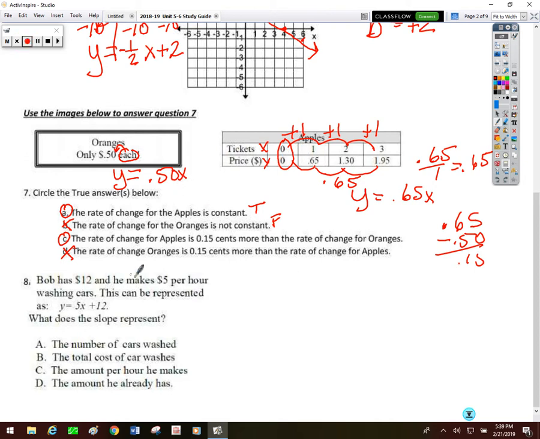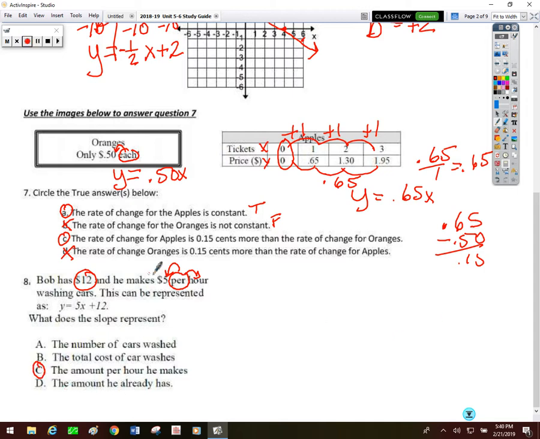Bob has $12 and he makes $5 per hour. There's my magic word. Okay, there's my x variable. The number in front is my slope. There's my y-intercept. So there's my equation, 5x plus 12. What does the slope represent? Well, the slope, remember, is the number in front of the word per. So what that represents is the amount he makes per hour. So every hour Bob works, his fee goes up $5 from the $12 starting fee. So that one is C, the amount per hour he makes.